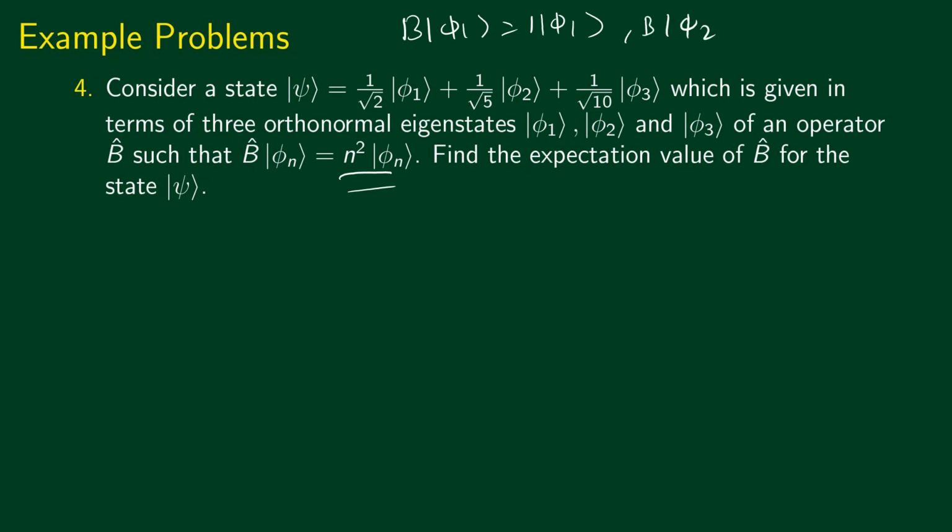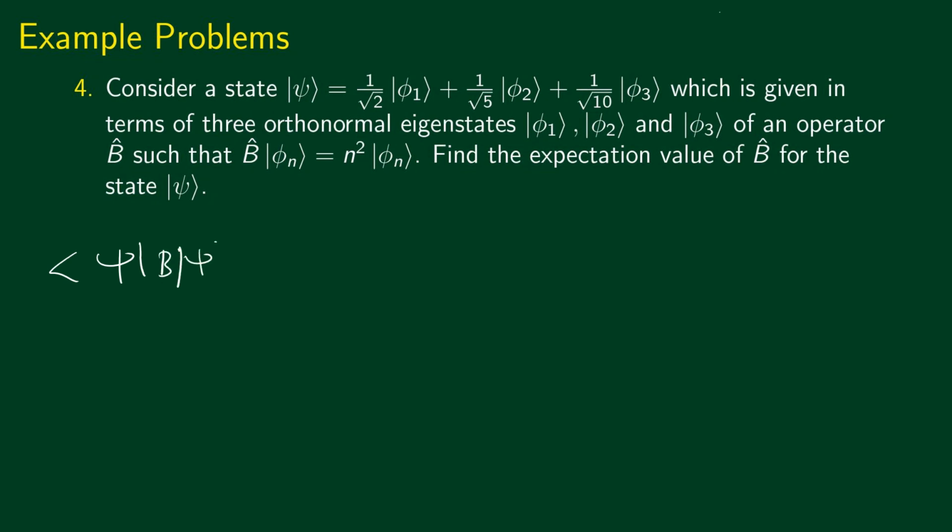B phi 2 is 2 phi 2, and B phi 3 is 3 phi 3. So these are the eigenvalue equations. Now the question is to find the expectation value of B. We have to be a little bit careful here, because we know the definition for the expectation value in the state psi is bra psi B ket psi.